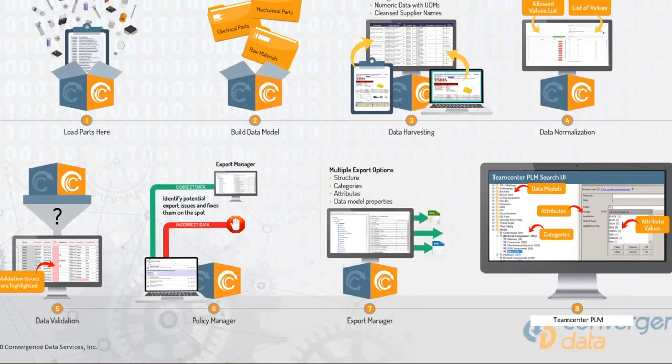Once we've harvested all the data, we then need to normalize this data to produce the list of values, which is the list of potential values for each of the string attributes. Then we validate the data to make sure there's no errors in the data. So we'll do a bulk validation of the data by category and clean up any of the errors. And once we've processed all the errors, we run our policy manager to make sure that we don't break any rules in Teamcenter. And then we fix any sort of issues that come up in the policy manager, and then we're in a position to export the data to Teamcenter, which we'll be giving you a demonstration of how we do that.